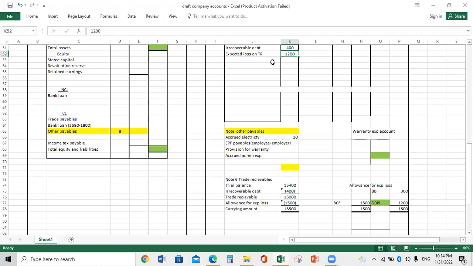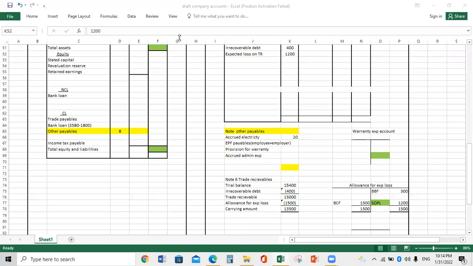If it is over provision, that is reduction in expense. That means SOPL comes in the debit side. If the SOPL is coming in the debit side, it's over provision, then you will show it as minus figure. You don't write under other income, you show it as minus. Okay.